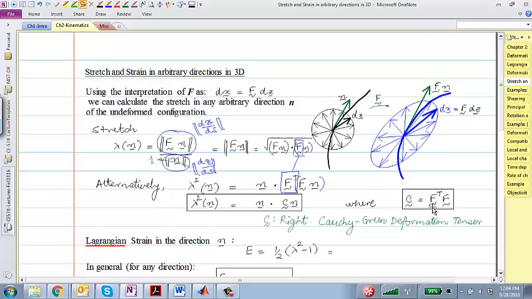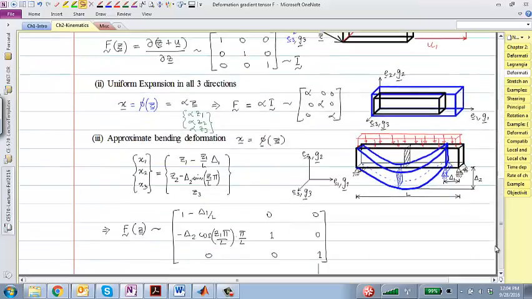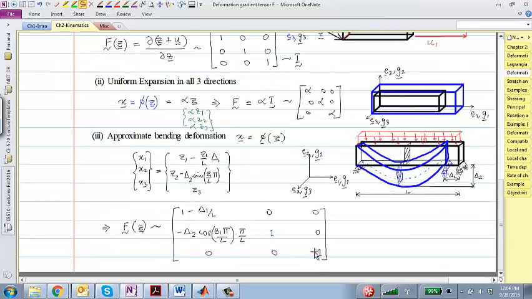Here's one reason why C is a good quantity to evaluate. Can you tell me whether F would necessarily be symmetric or unsymmetric, or can we say anything about that? Is F symmetric? Let's take a previous example. This F is not symmetric. F need not be symmetric.